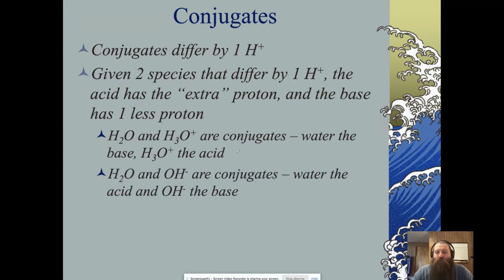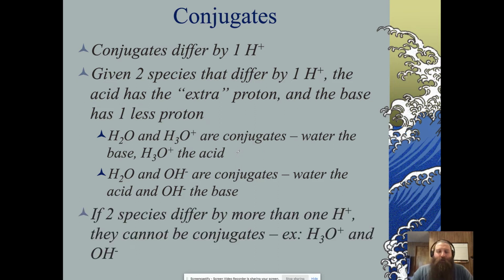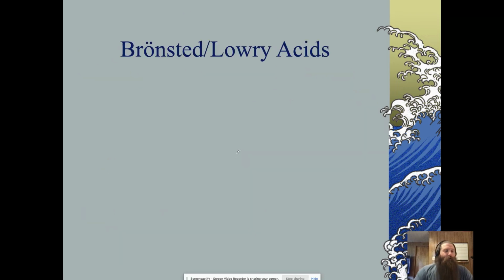H2O and OH minus are conjugates, right? Hydroxide and water, because water is the acid here. It has one more proton, and hydroxide is the base. It has one less proton. If something differs by more than one hydrogen, they can't be conjugates. So H3O plus, right, our hydronium, and hydroxide, they differ by two hydrogens, so they'll never be conjugates of each other.